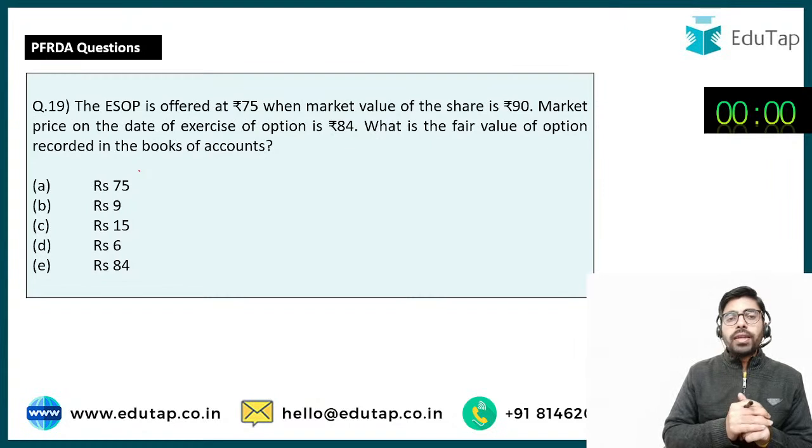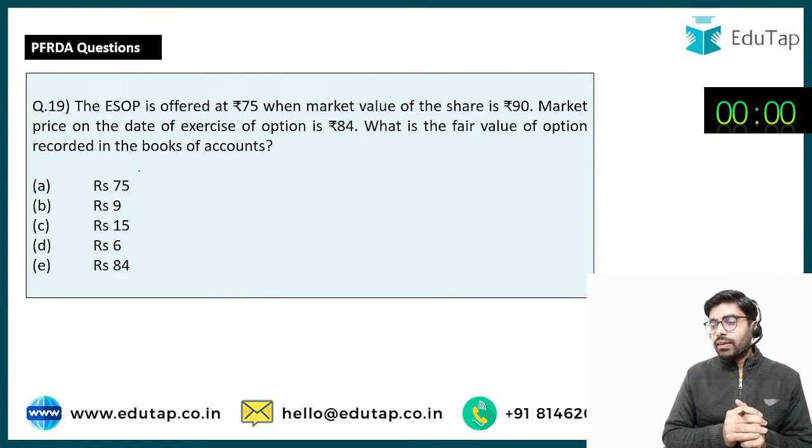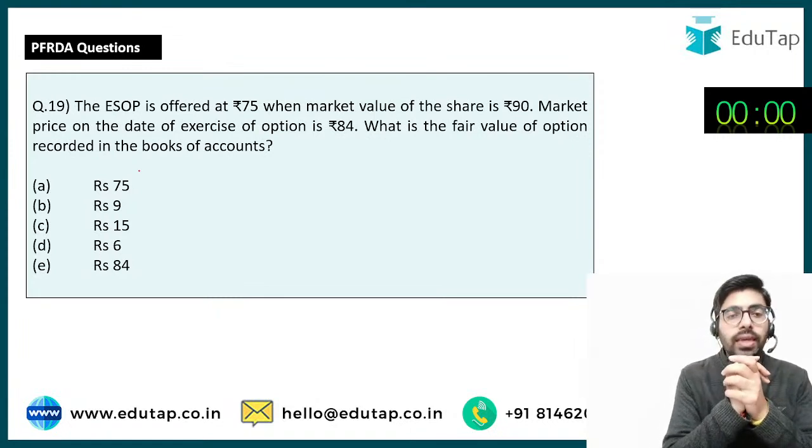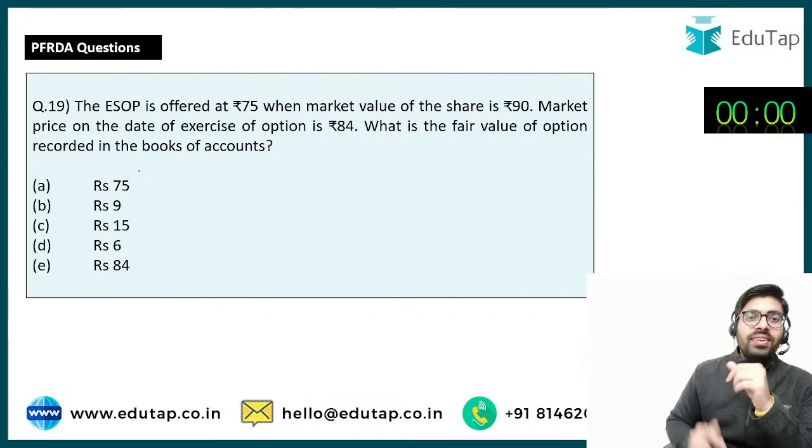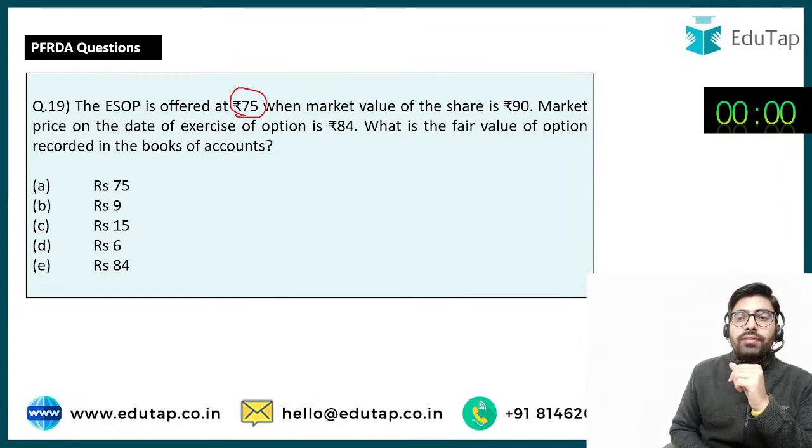Mayank is saying option A. And Kiran is saying D. Pankaj is saying E. So what are you guys doing here?